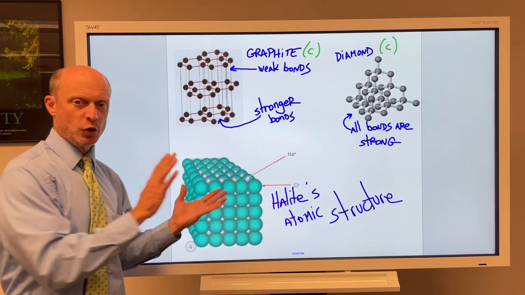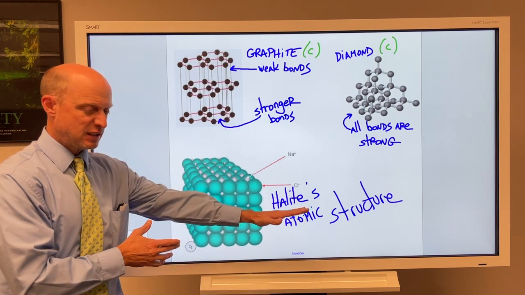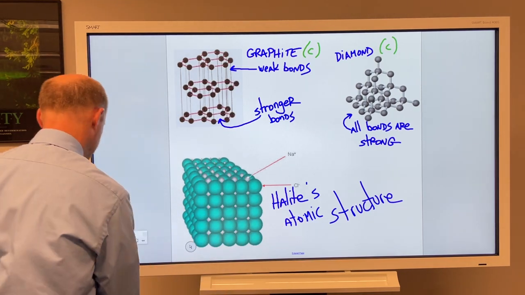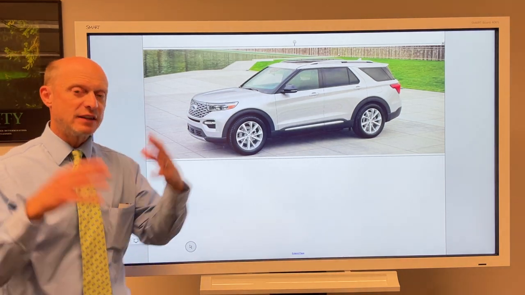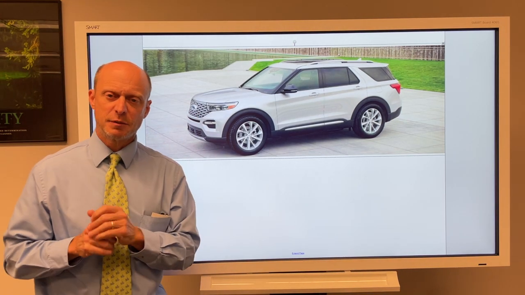Okay, and we're back. We ended on this page, halide atomic structure. Let's keep going. Here we go. Okay, so some other stuff about minerals. I know you don't have this in your package, just follow along.